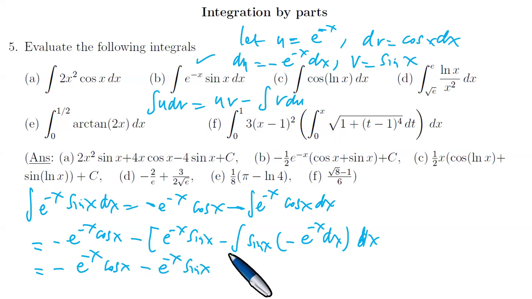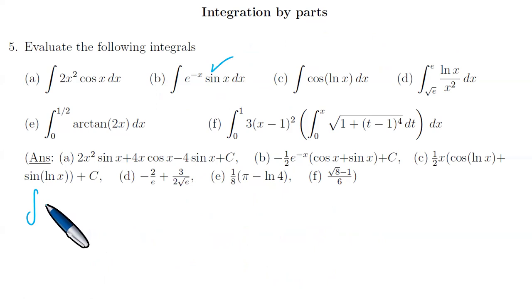Okay, so this is minus e to the minus x cosine x minus e to the minus x sine x. And then now we have negative, negative, which gives plus the integral of e to the minus x sine x dx. So now we are back. We have this one together with this one.